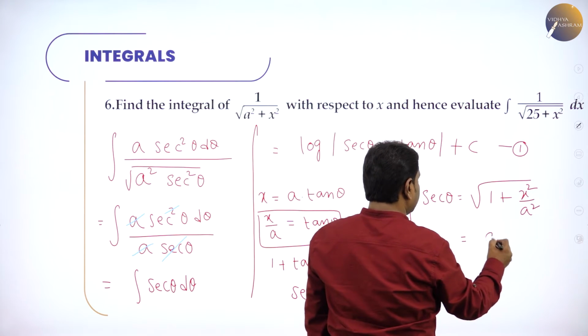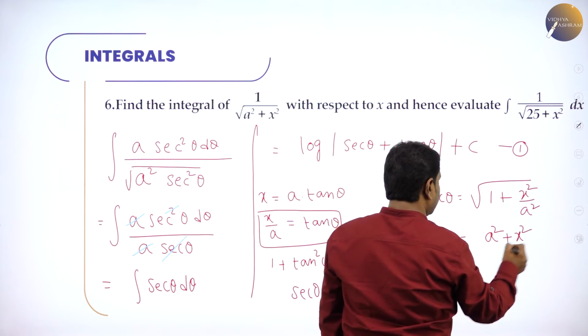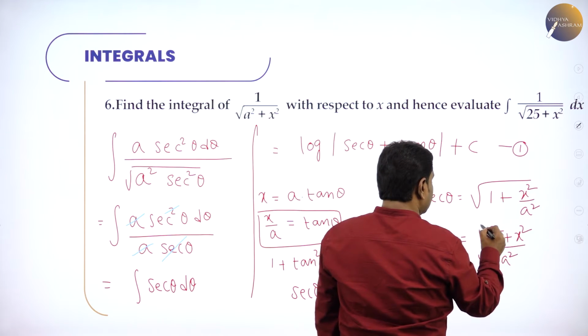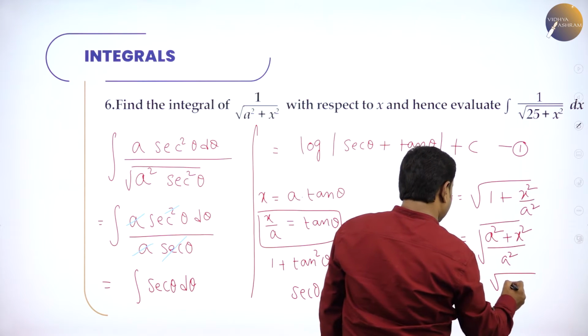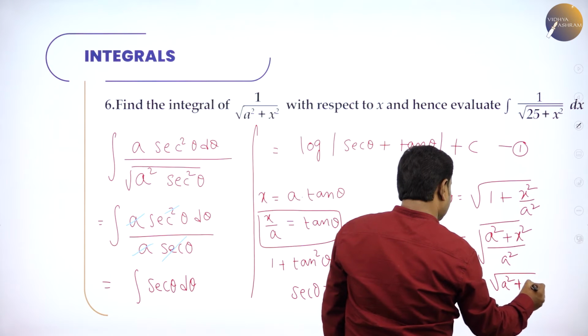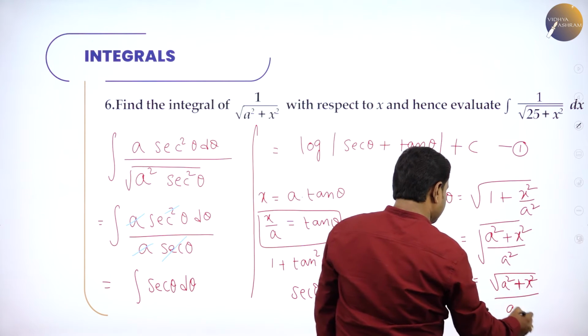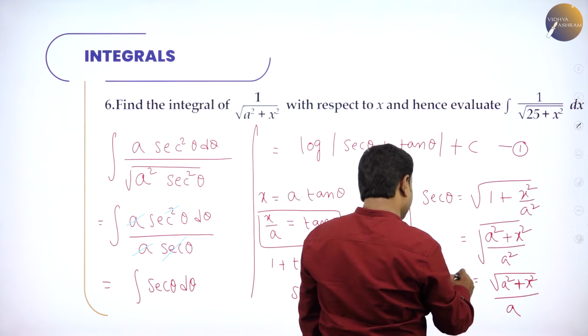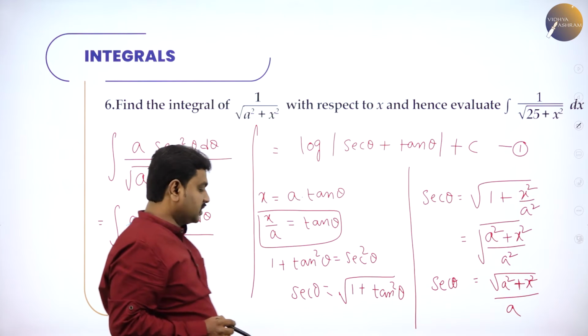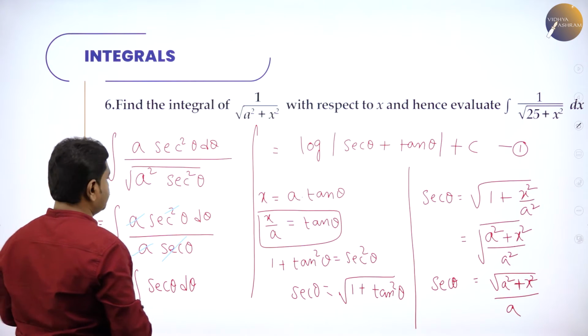Take LCM, so it will become a square plus x square divided by a square under root, and this will become root of a square plus x square, and the denominator root a square becomes a. So this is secant theta. Now you have the value of secant theta, and you know the value of tan theta, so substitute them.